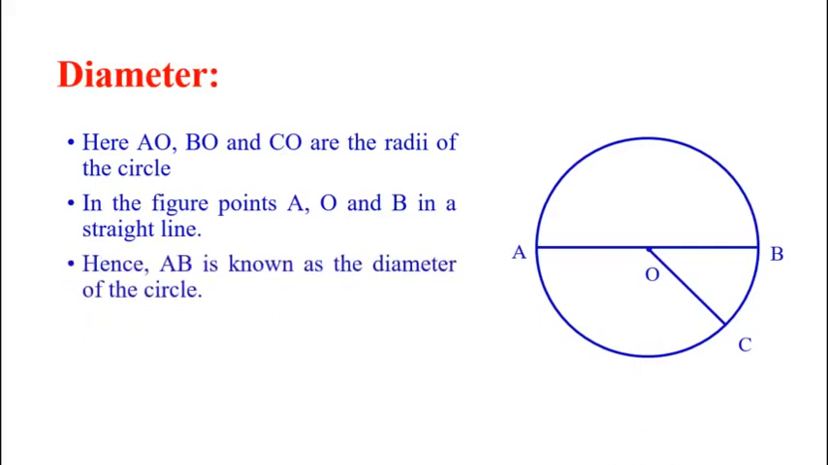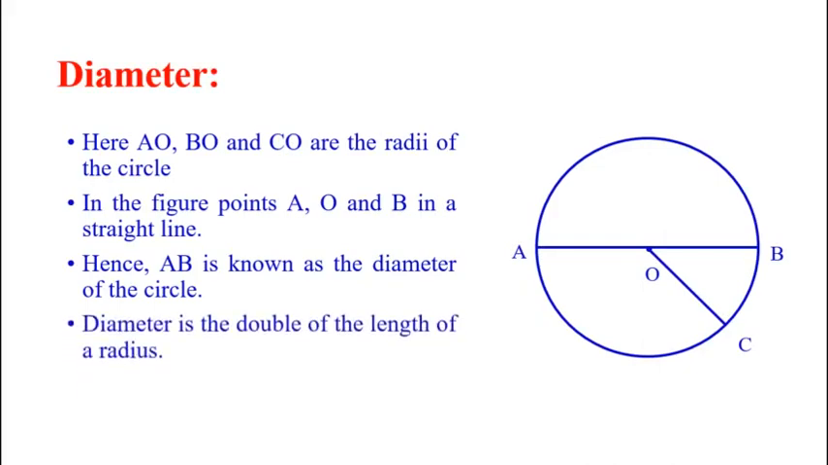So, here AB is known as the diameter of the circle. As AB is equal to twice of AO or twice of BO, the diameter is double the length of a radius.